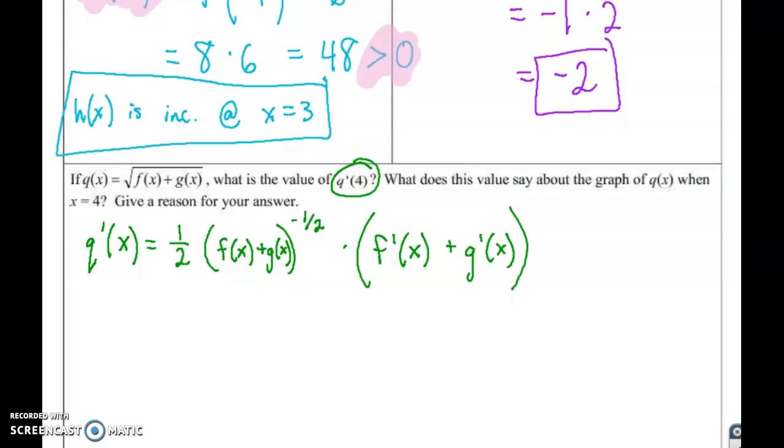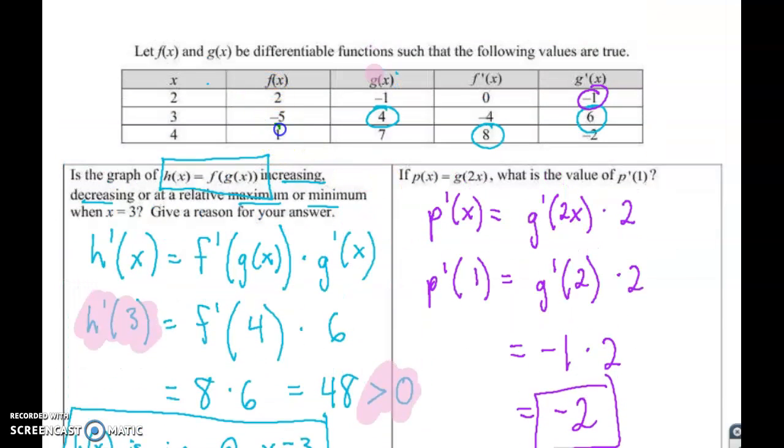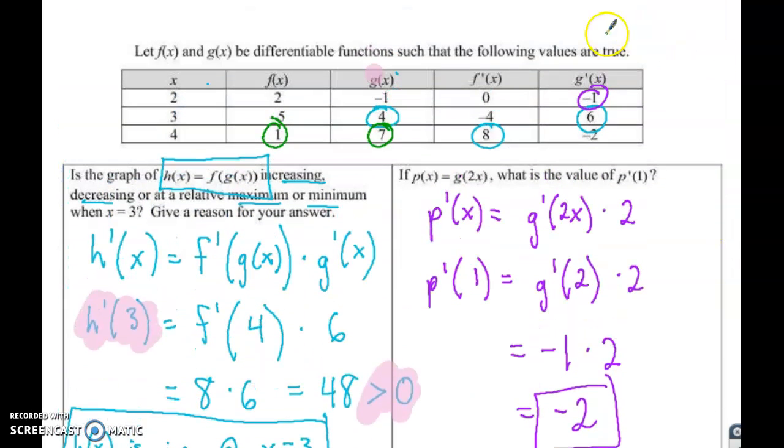So now we can actually figure out what q prime of 4 is. I'm assuming that you're good with the negative power sticks into the denominator. So now I need to figure out what f of 4 is and g of 4. Well, f of 4 is 1, and g of 4 is 7, sorry. Kind of getting ahead of myself, because then you add those values together. And then times that by the derivative of each. So f prime is 8, g prime is negative 2.